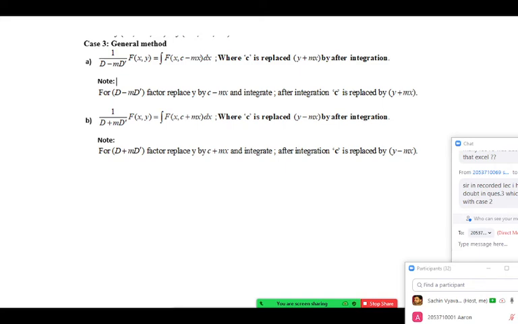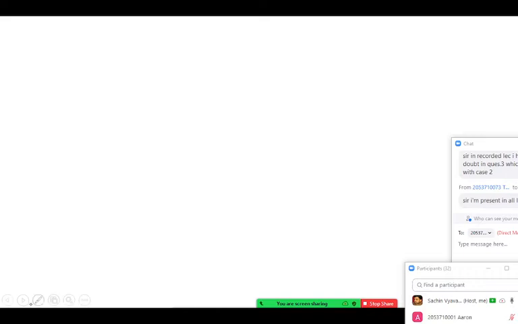So this one is case 3 for getting the particular integral for a partial differential equation. Remember, last session, we actually started homogeneous partial differential equations. So let me come to that.